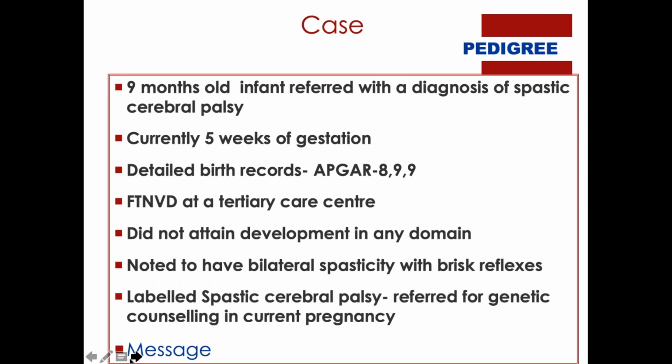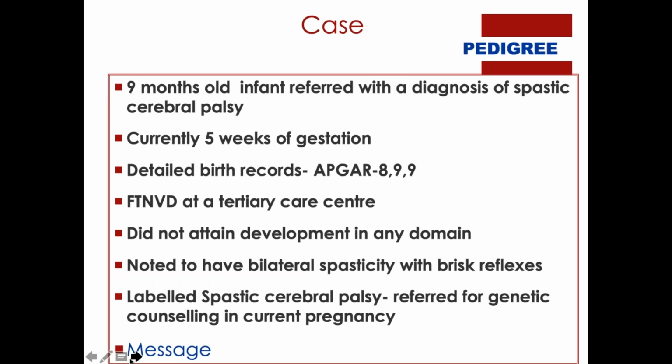So this is a real example, and this was a 9-month-old infant who was referred directly to genetics with the diagnosis of spastic cerebral palsy. Now, currently, this baby was 5 weeks of gestation, and obviously, the first thing that you see is whether the baby was term. Did the baby cry after birth? And what are the day-to-day APGAR reports?